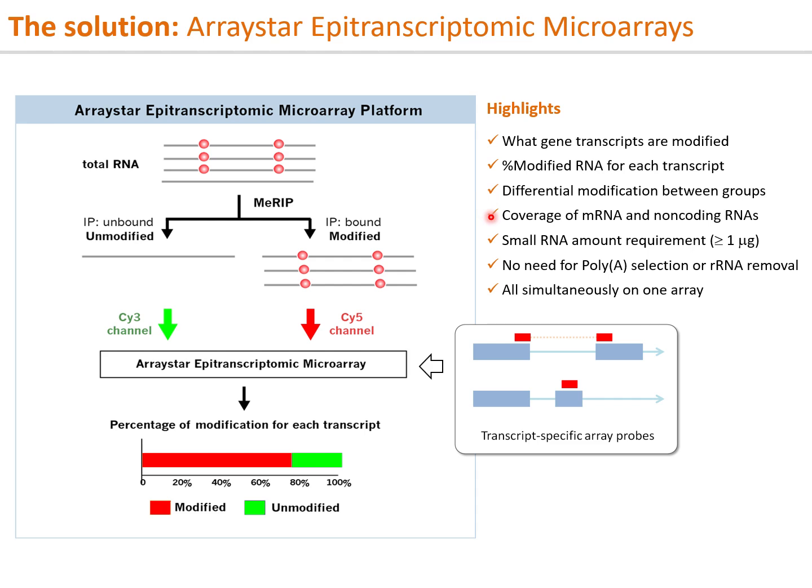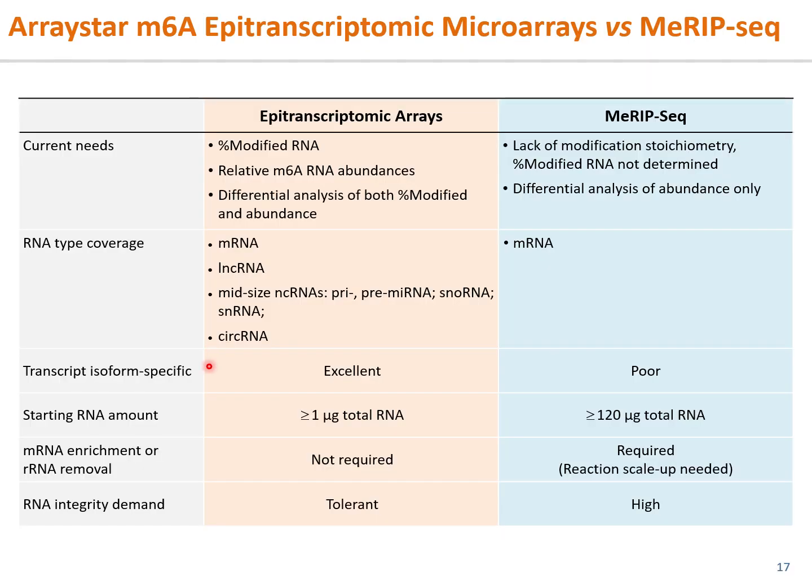It covers mRNAs and non-coding RNAs as well. It requires small RNA amounts, or around 1 microgram. And there's no need for poly-A selection or ribosomal RNA removal as required by MeRIP sequencing, or simultaneously on one array. Here is a table to recap why use epitranscriptomic microarrays or MeRIP sequencing for the current needs: RNA type coverage, transcript isoform specific profiling, starting RNA amount requirement, mRNA enrichment or RNA removal, and RNA integrity demand.